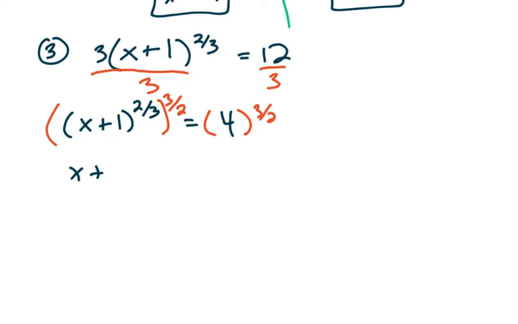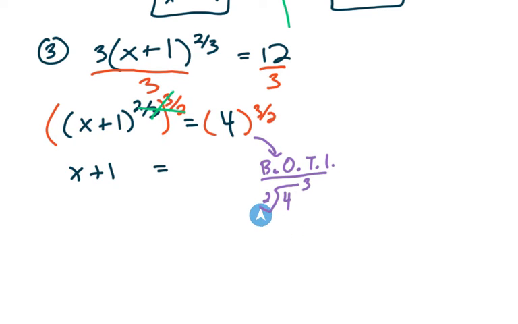So I'll end up with x plus 1 on the left, because the 3/2 and 2/3 cancel out. On this right side, we're going to need to bow tie. And there's going to be something a little bit special about this bow tie. We are taking the 3/2 power of each side. So when we bow tie, this is the square root of 4 cubed.